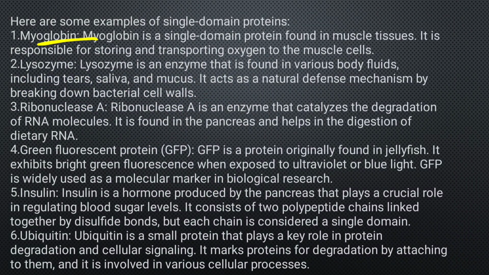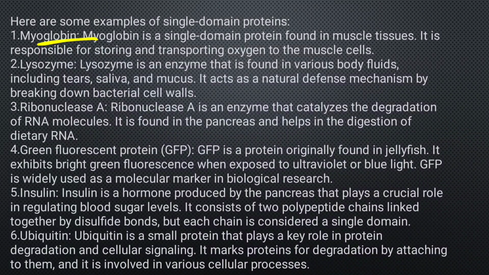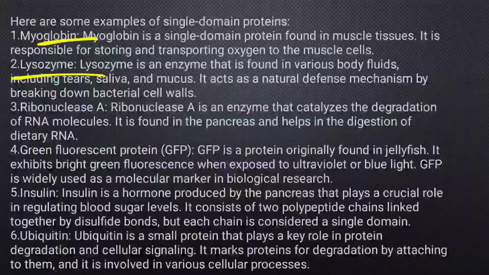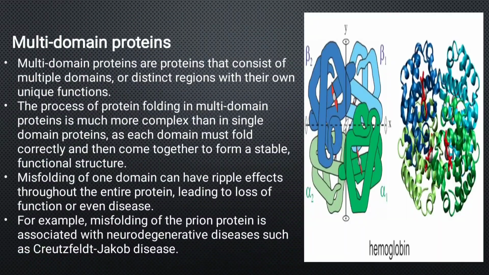Here are some examples of single domain proteins, like myoglobin. Myoglobin is a single domain protein found in muscle tissues. It is responsible for storing and transporting oxygen to the muscle cells. Like that, lysozyme or ribonuclease A, green fluorescent protein, insulin, ubiquitin. These are some examples of single domain proteins.